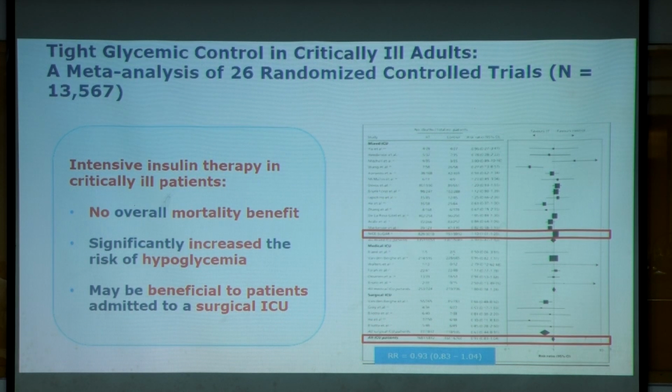Now, on tight glycemic control in critically ill adults, this is the meta-analysis they have done. Intensive insulin therapy in critically ill patients showed no overall mortality benefit. They analyzed so many trials and gave a meta-analysis. No overall mortality benefit was seen, and the risk of hypoglycemia was significantly increased. It may be beneficial to patients admitted to a surgical ICU, because in the previous study in the surgical ICU, patients were able to tolerate the episodes and achieve glycemic control at a lower level, and it yielded some benefit, but not in the medical ICU.